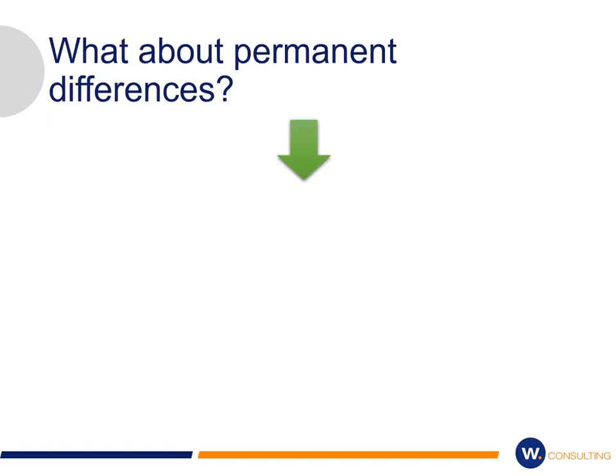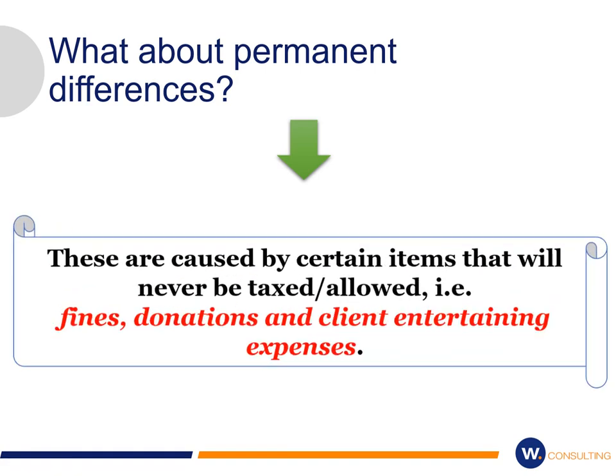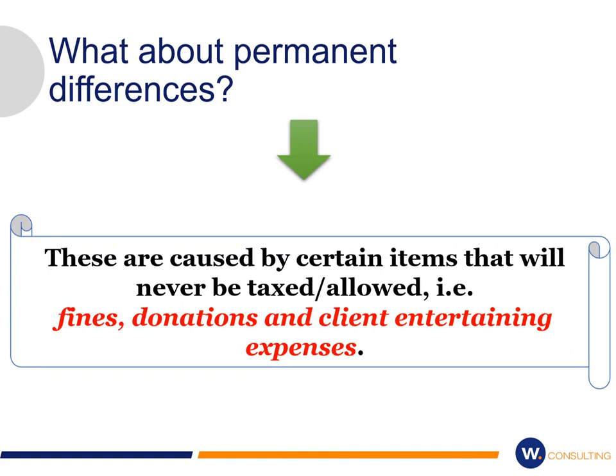Now, you may have heard of the concept of a permanent difference. A permanent difference means that at no point in time will this difference be reconciled, unlike where income in one period is in the accounting profit, whereas it's in the taxable profit in a different period. There are a number of these permanent differences. They are caused by certain items that will never be taxed, or in the case of expenses, items that will never be allowed as a deduction. So that means that there is no timing difference.